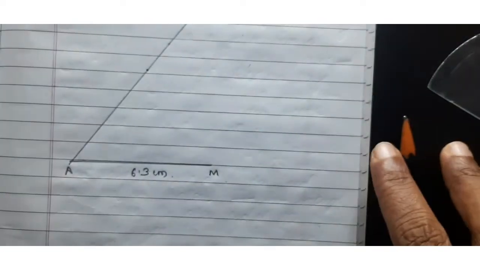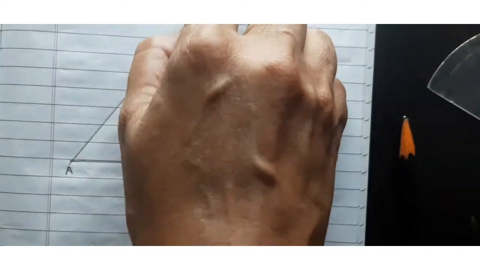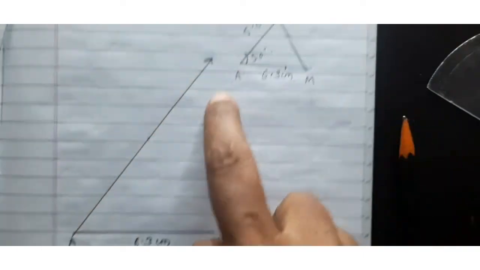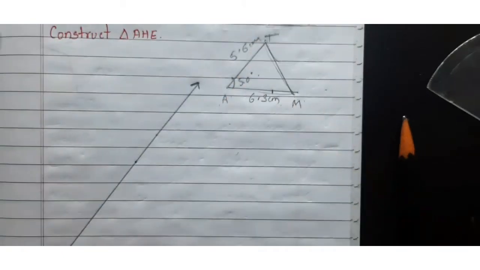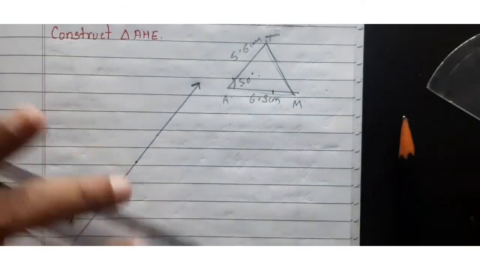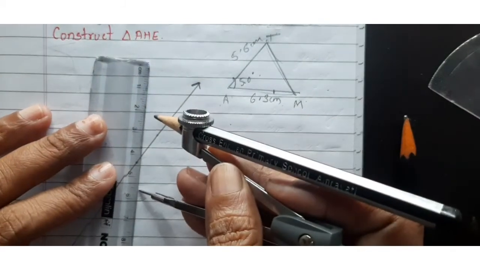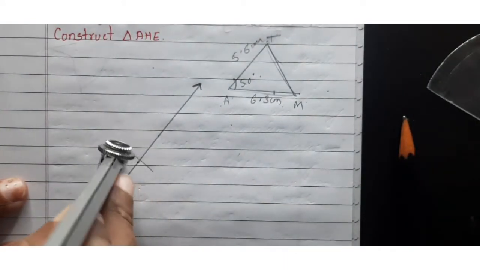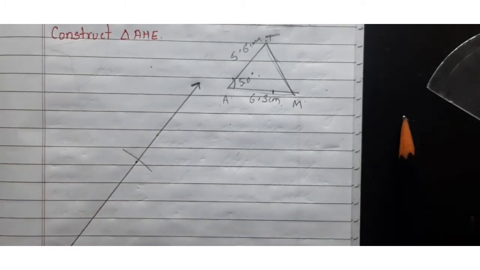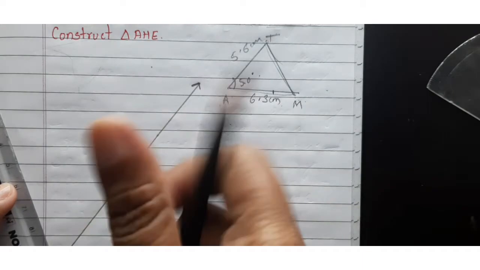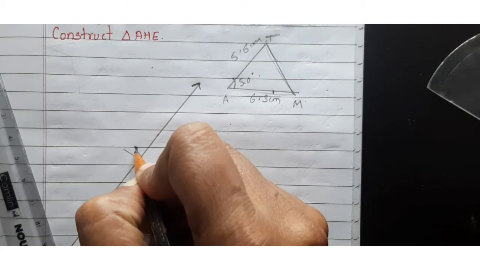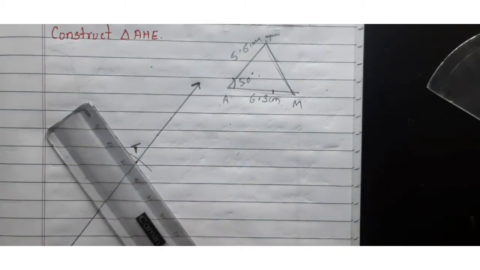Fine. Now what I have to do, I have to take AT as 5.6. So from A till T, this is 5.6 over here. That I will be taking with the help of the compass and scale. Okay, 5.6. So 6 lines after 5. So somewhere here. Wherever that arc is intersecting, that will give me point T. So this T and M I'll be joining.